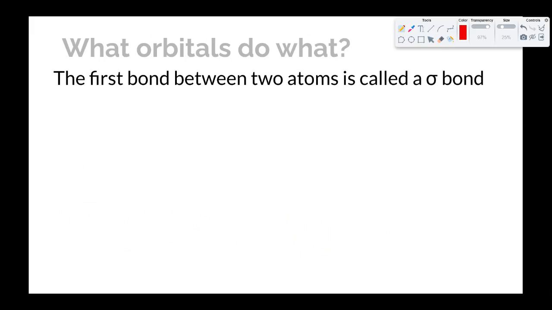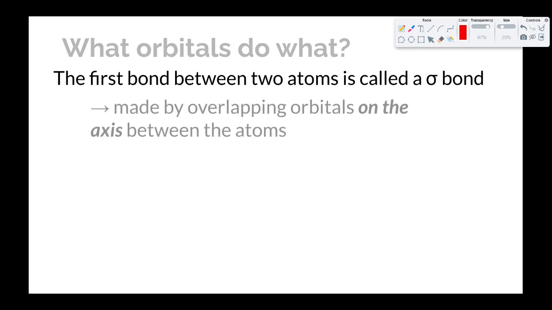So we're going to wrap this up by talking about what orbitals do what. And there are 2 different types of bonds that occur when orbitals overlap. The first bond that happens between any 2 atoms is called a sigma bond. And many bonds only have that one bond, that sigma bond. This is made by overlapping orbitals that are right on the axis that exists between the two atoms. That's a sigma bond.